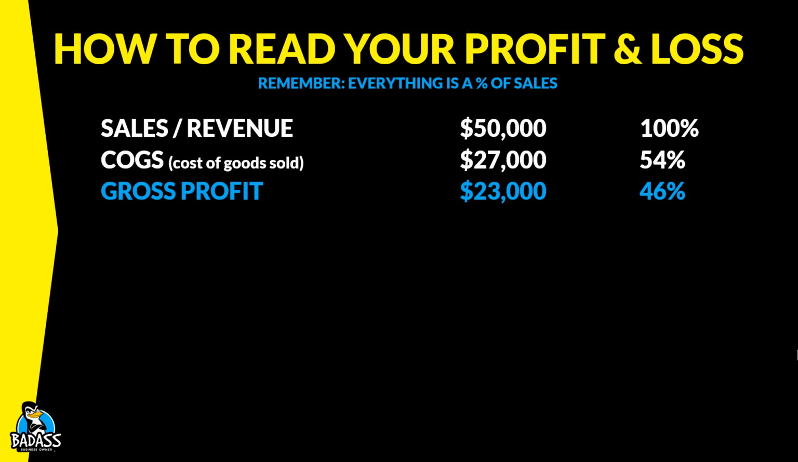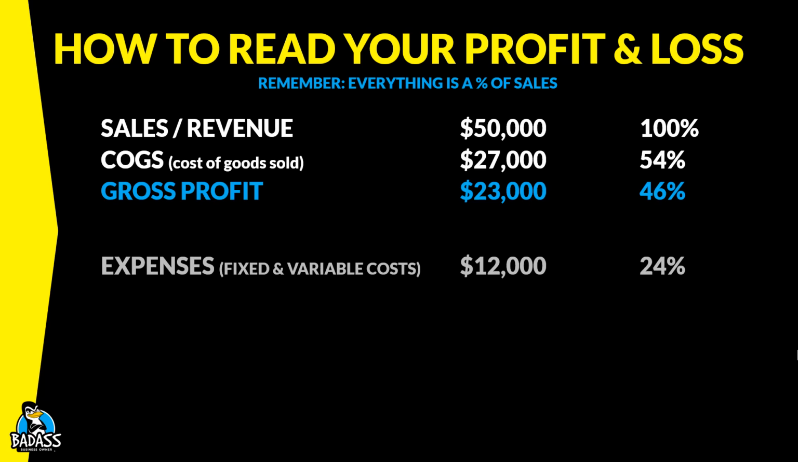After you take the cost of goods sold away from the sales, that's where you get your gross profit. So in this case, our $50,000 minus $27,000 gives us $23,000 or 46%. So once again, if we pretend for every dollar, 54 cents goes to cost of goods, and our gross profit, 46 cents, remains as gross profit. But we're not done yet.